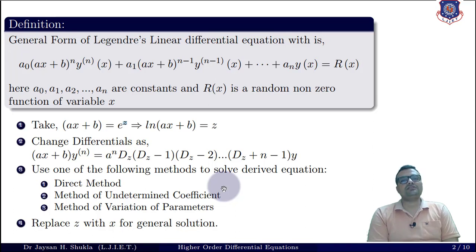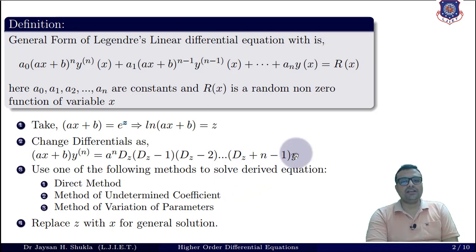Once we convert our equation into constant coefficients, again we can go back to our regular three methods: special functions, method of variation of parameters, or method of undetermined coefficients. So basically this Legendre's equation will give you one additional step in the beginning and one additional step at last. Convert x to z, solve the equation in z using our regular technique, and in the last step you convert z again into x.